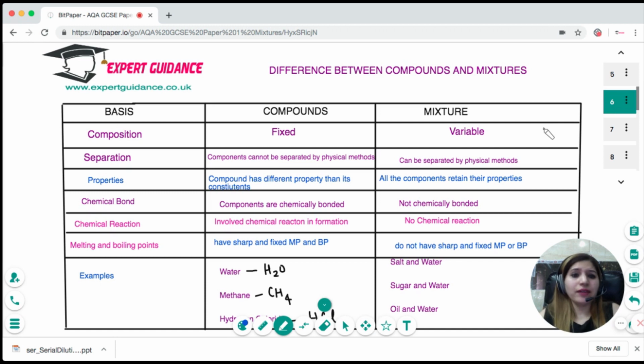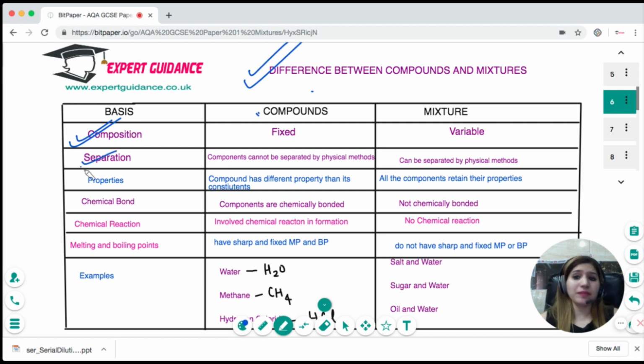Next is a very important question. What are the differences between compounds and mixtures? Now here I have tabulated the differences between compounds and mixtures along with the bases. So compounds have fixed composition. If you talk about water, there will always be 2 atoms of hydrogen and 1 atom of oxygen. In mixtures, you have variable composition. You can mix any grams of sand with any volume of water.